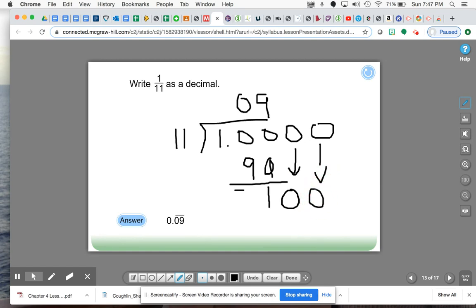So it would continue the same way. Here's another 0, and then another 9. Sorry, that was supposed to be a 0. So your final answer would really be seeing 09, 09, 09, 09, and that's why you would have the bar notation right here.